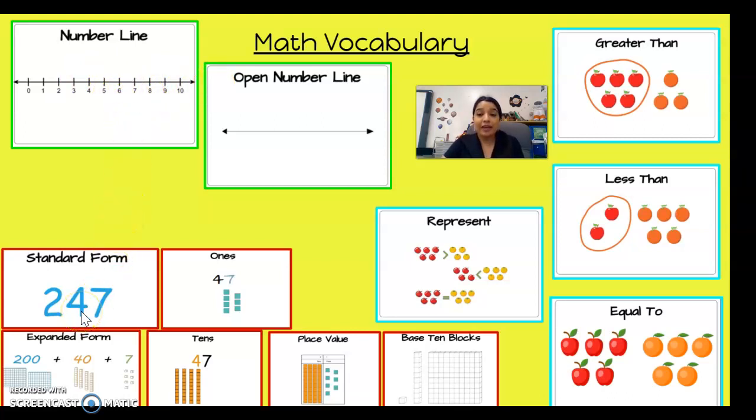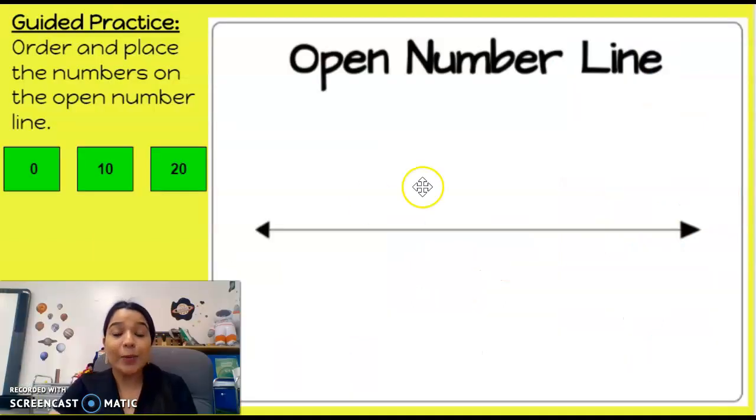Let's go ahead and do today's activity. For today's lesson, we're going to practice with an open number line. So we're going to have more practice ordering and placing the numbers on the open number line. We have 3 numbers: 0, 10, and 20. Remember that the number line goes left to right. The numbers are small to the left, and then they get bigger when we go to the right.